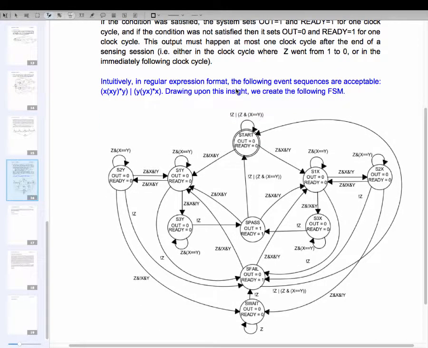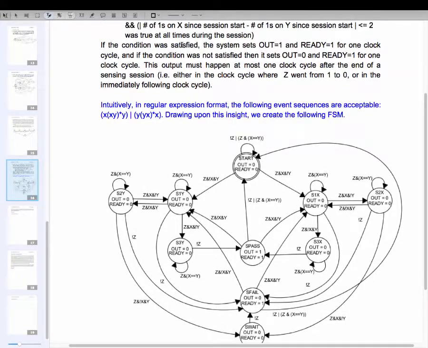Now, when the session ends, this problem says that for one cycle only, you have to make the proper output: out equal to 1 and ready equal to 1, or out equal to 0 and ready equal to 1. At all other times, ready is 0 and out is 0.